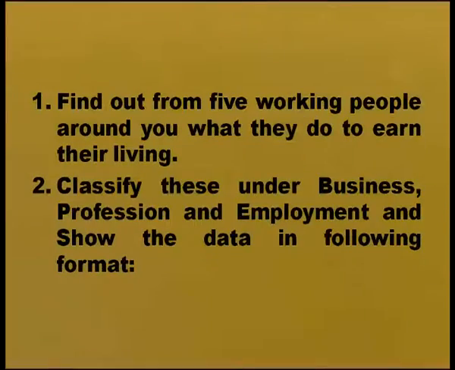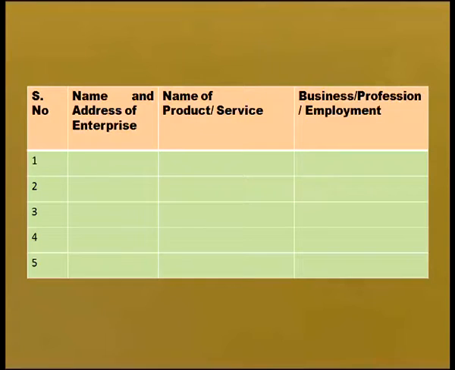As a first project, we can find out from 5 working people around you what they do to earn their living. Classify these under business, profession and employment and show the data in the following format. First column will be the serial number and second column, name of the person you have met or the organization. Third, name of the product or service. Fourth column, business, profession or employment.